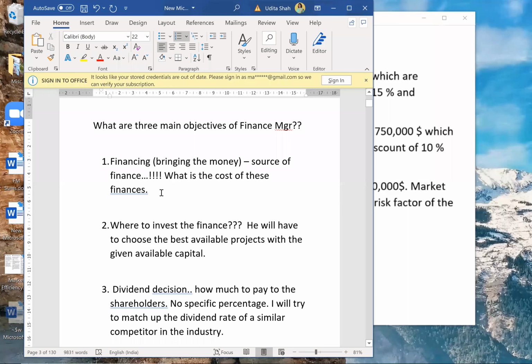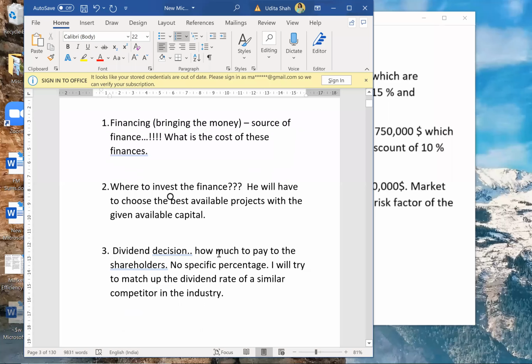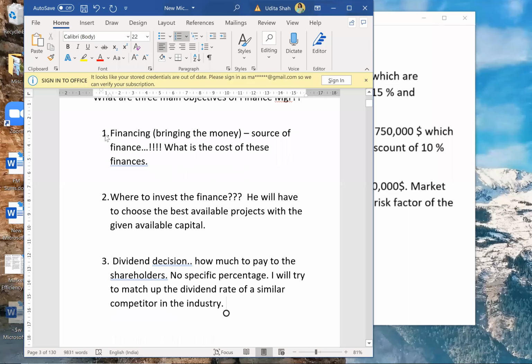So in the first lecture, we saw the three main objectives of a finance manager. The first is financing, that is bringing the money. What is the cost of this finance? That is what we want to know. Second is where to invest the finance. You will have to choose the best available projects with the given available capital. And third will be your dividend decision, how much to pay to the shareholders. It will decide whether there is wealth maximization or not. So we are focusing on the first one right now, financing, bringing the money, source of finance.